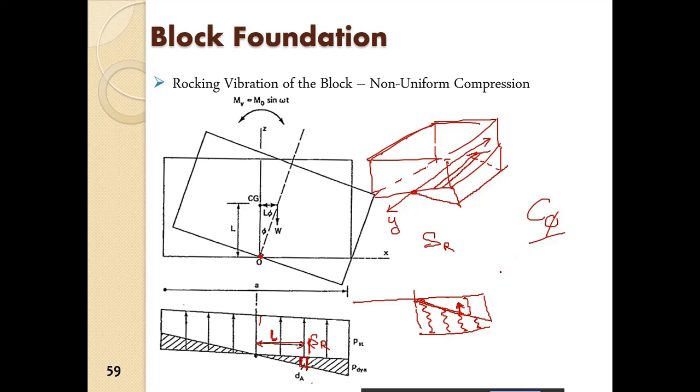Because it is unit area we are considering, an infinitesimal area, C phi is the stiffness of the spring, multiplied by the compression at that point. So what is the compression at that point? If the rotation of the foundation is phi and this is L, we have the compression at this point to be L phi.